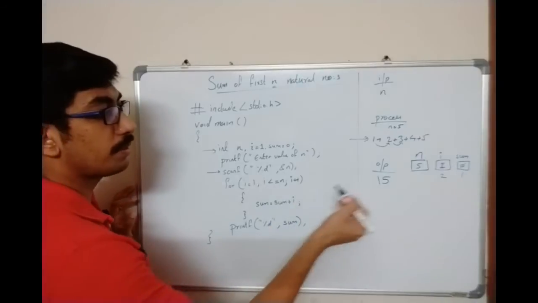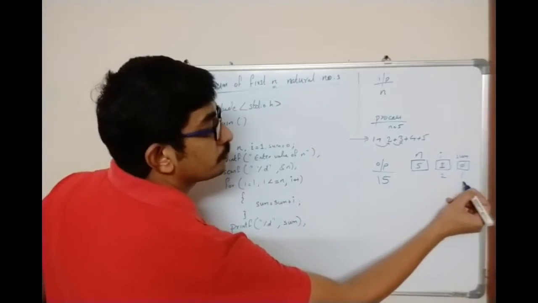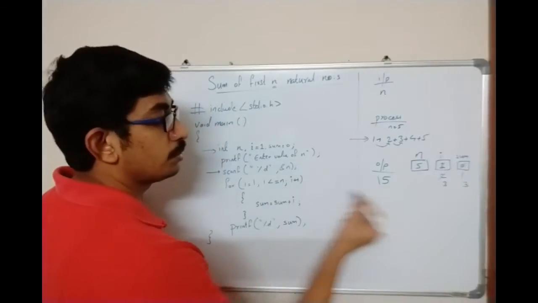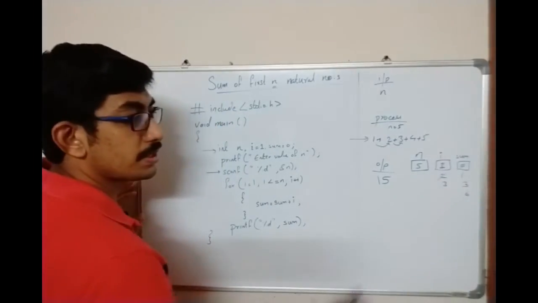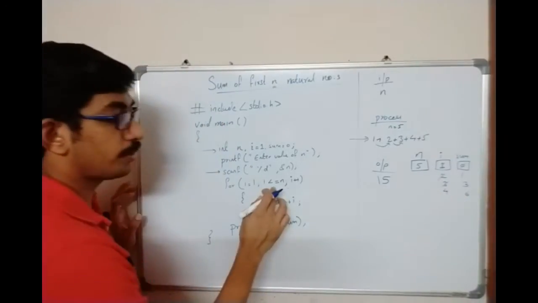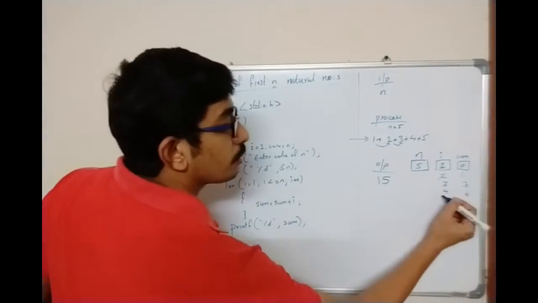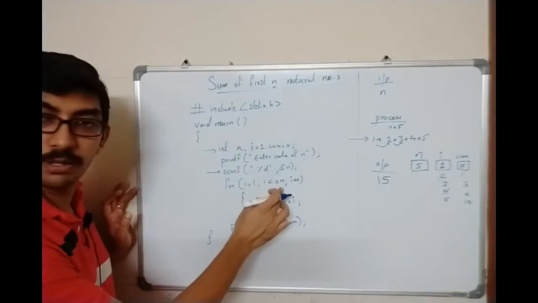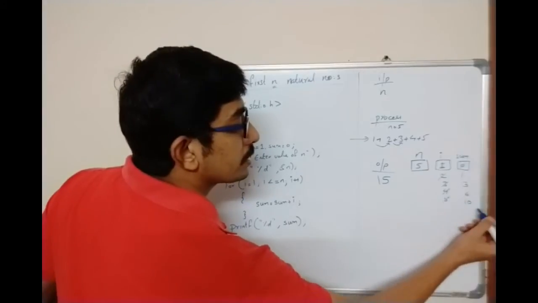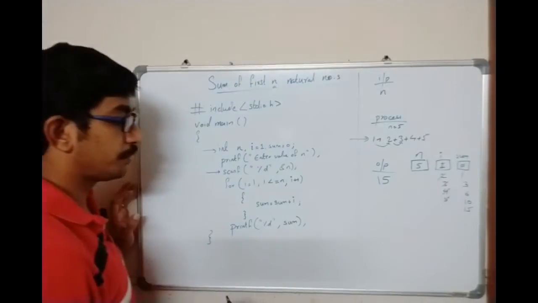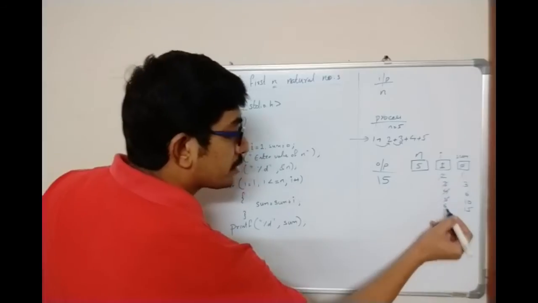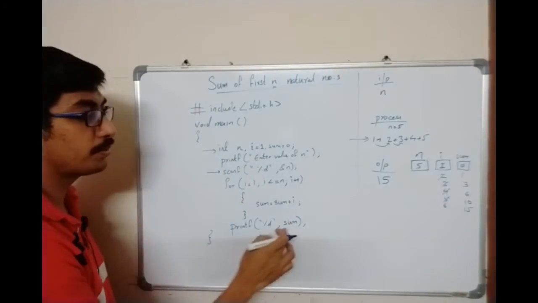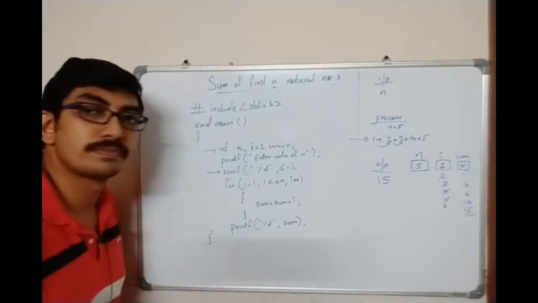So sum is equal to sum plus i, that is 1 plus 2, so you will get 3. Then i value will become 3, condition is true, so 3 plus 3, sum will become 6. i value will become 4, 4 less than or equal to 5, condition is true, so 4 plus 6, you will have 10. i value becomes 5, 5 less than or equal to 5, condition is true, so again sum will get updated, it will become 15. And i value will become 6, 6 less than or equal to n, condition is false, it will come out and it will display the value in sum.